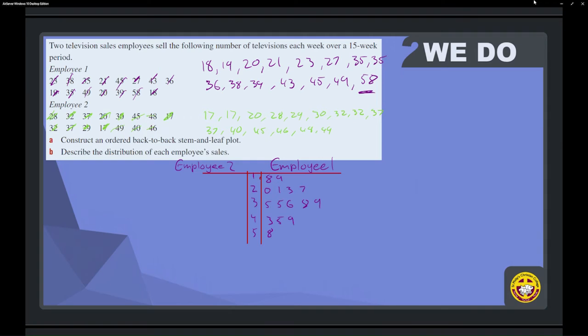And now this is the kind of tricky bit. When we're doing employee 2, we work from right to left. Because like I mentioned, we put the numbers in order, but we put them in order starting from the stem. So the stem on this side is read 40, 45, 46, and on this side it's read 43, 45, 49. We read from the stem out.